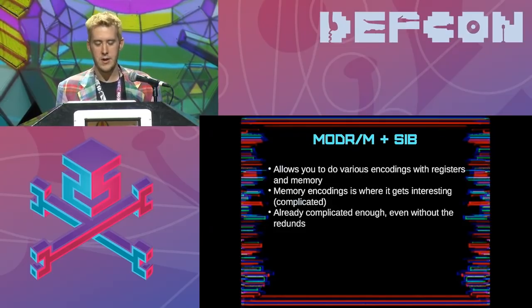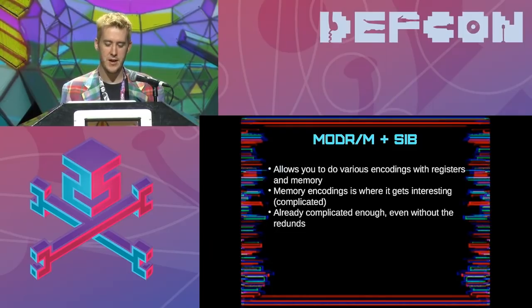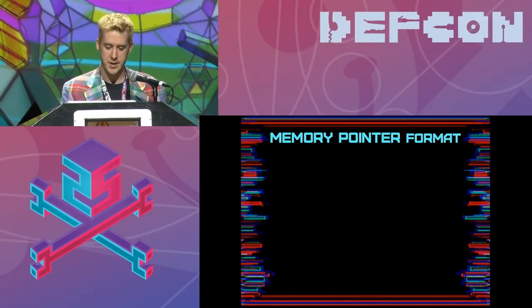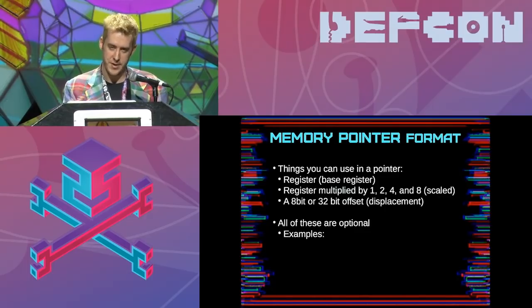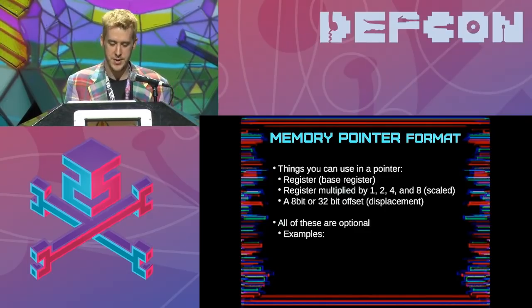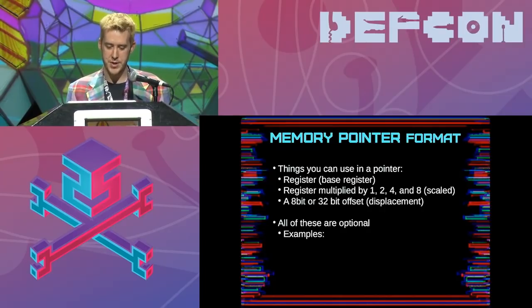So now, I'm about to go through like 30 slides of one of the most complicated encoding mechanisms in the Intel processor. It's the ModRM plus the SIB byte. It's what allows us to write assembly language with pointers, really. It's the way you can encode pointers. In pointers, you can have a base register, you can have a scaled register, like EBP times 2 or something like that. And you can also have a fixed offset, either 8-bit or 32-bit.